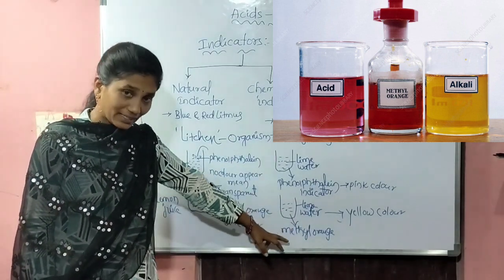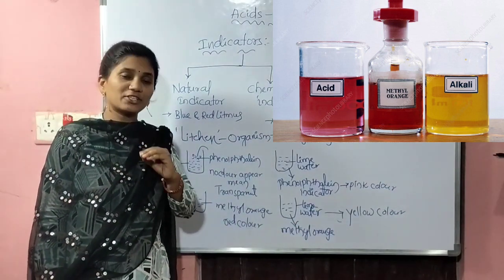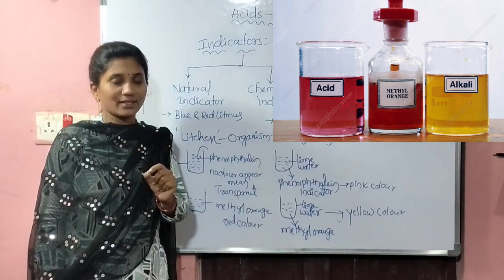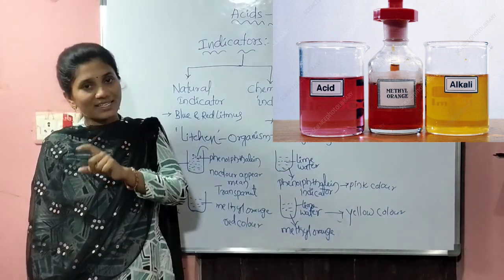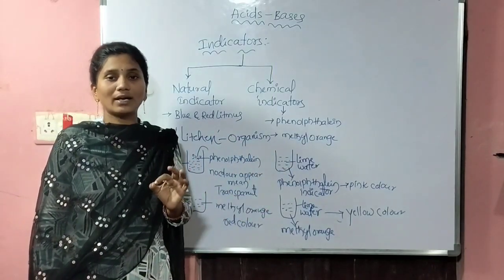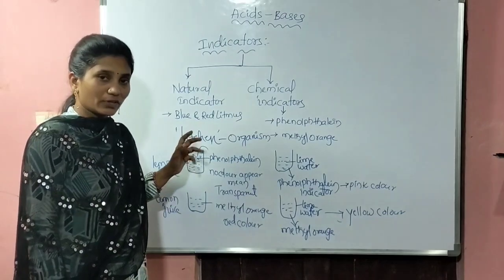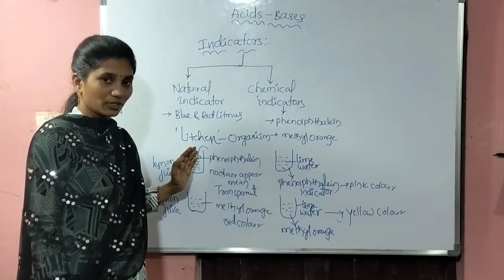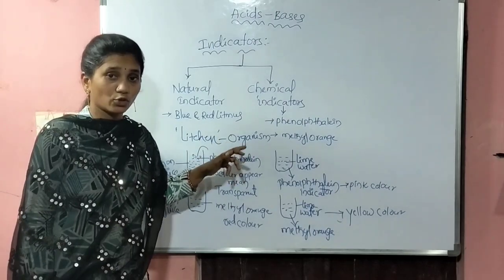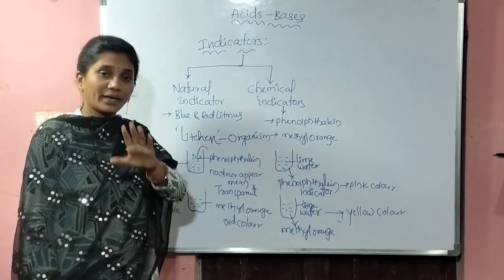If we get yellow color, it is in the nature of a basic solution. Always, methyl orange indicator gives red color to an acidic solution, and for a basic solution it gives yellow color. Then what about phenolphthalein indicator? For an acidic solution it doesn't give any color, but when it is added to a basic solution, it changes into pink color.